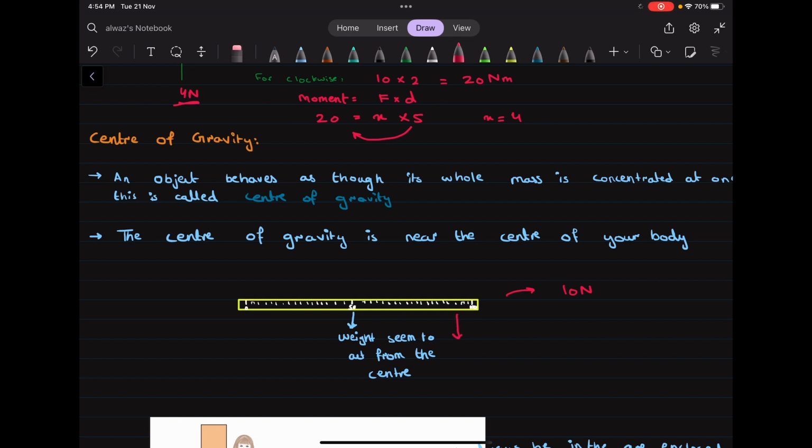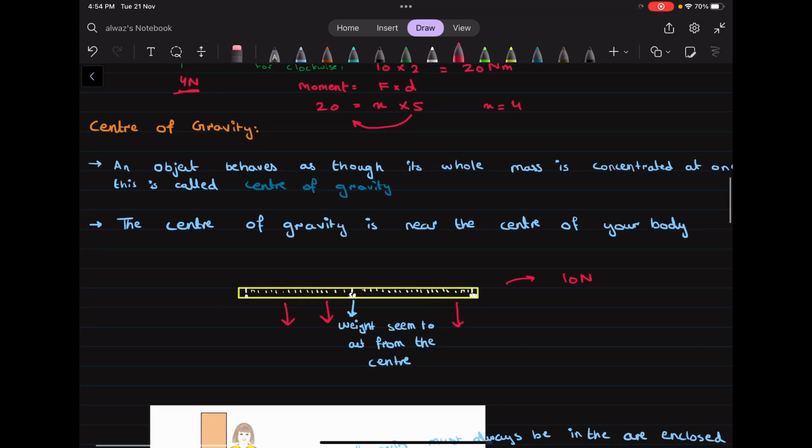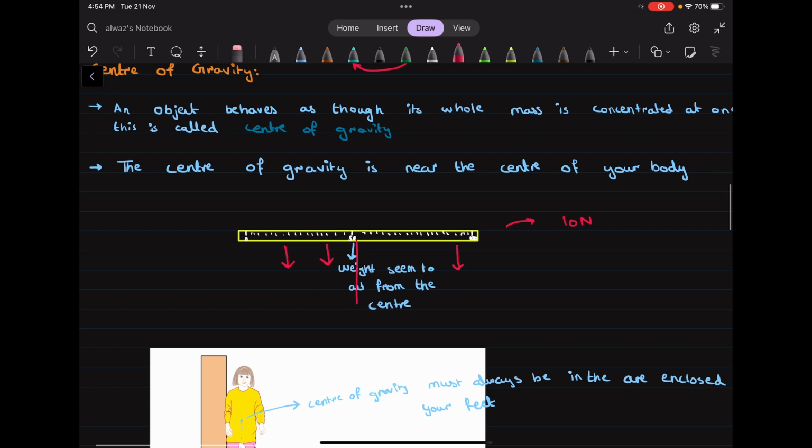But the question is, where will this 10 newtons act from? Will the 10 newtons be here? Will the 10 newtons be here? And the answer is that the 10 newtons will act from the center of the scale, so the 50 centimeter mark right here. This is where its weight will act from, and this is called the center of gravity.